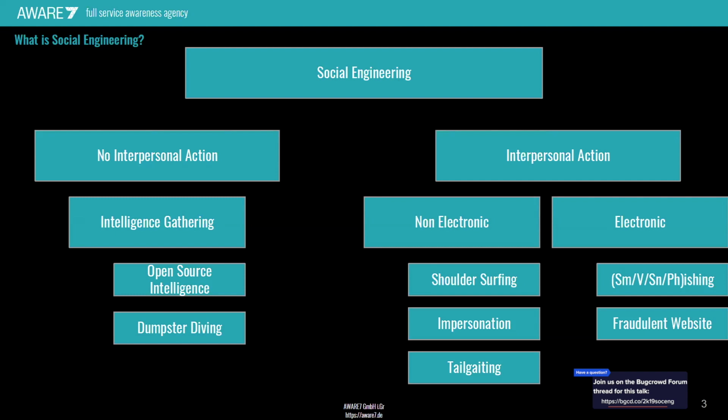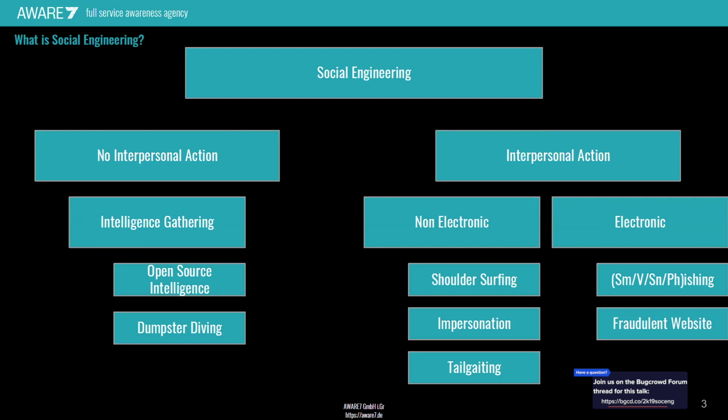We then have interpersonal action, and this is when we actually try to exploit our victims, which we also do in a non-electronic way. So this is basically for information exfiltration, for example, shoulder surfing on a plane or on a train, impersonation attacks and tailgating attacks. These are not really in the focus of this talk, and we have electronic interpersonal action, which is your classic smishing, phishing, and vishing attacks.